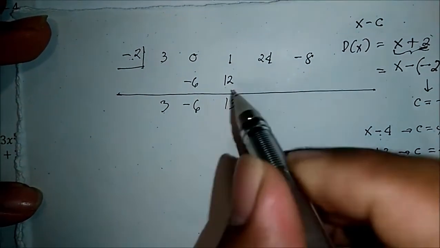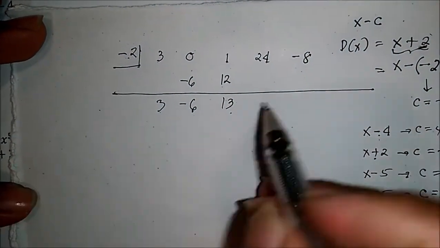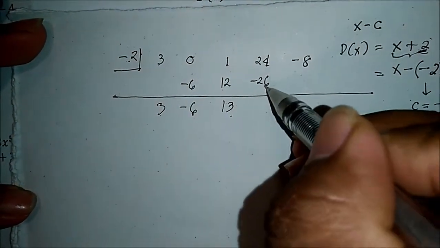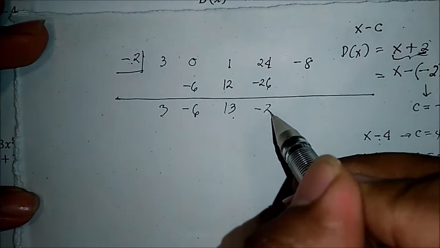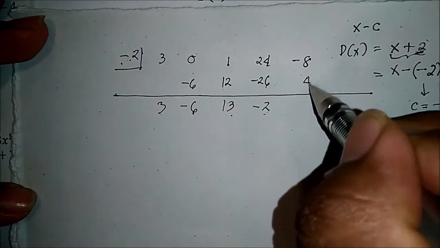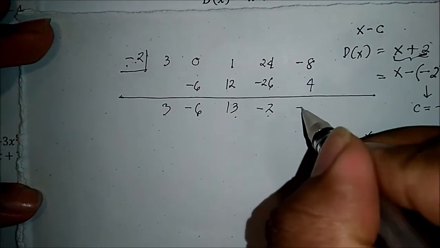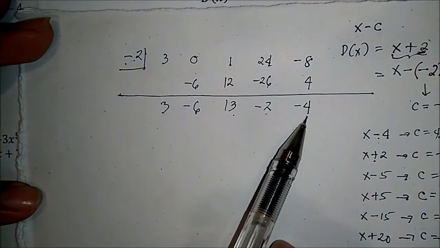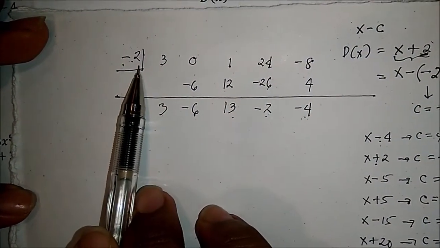1 plus 12 is 13. 13 times negative 2 is negative 26. Negative 26 plus 24 is negative 2. Negative 2 times negative 2 is positive 4. Negative 8 plus 4 is negative 4. I-multiply pa ba yung negative 4 sa negative 2?